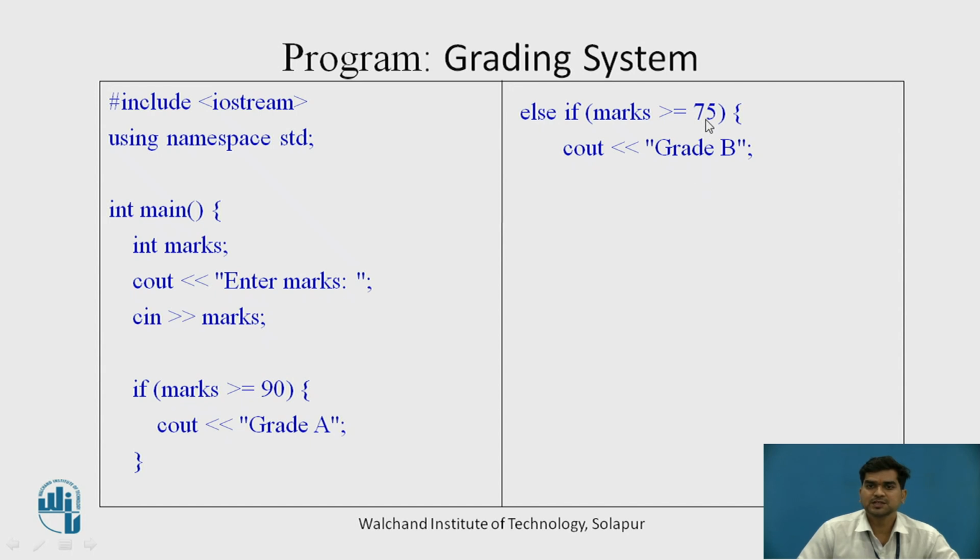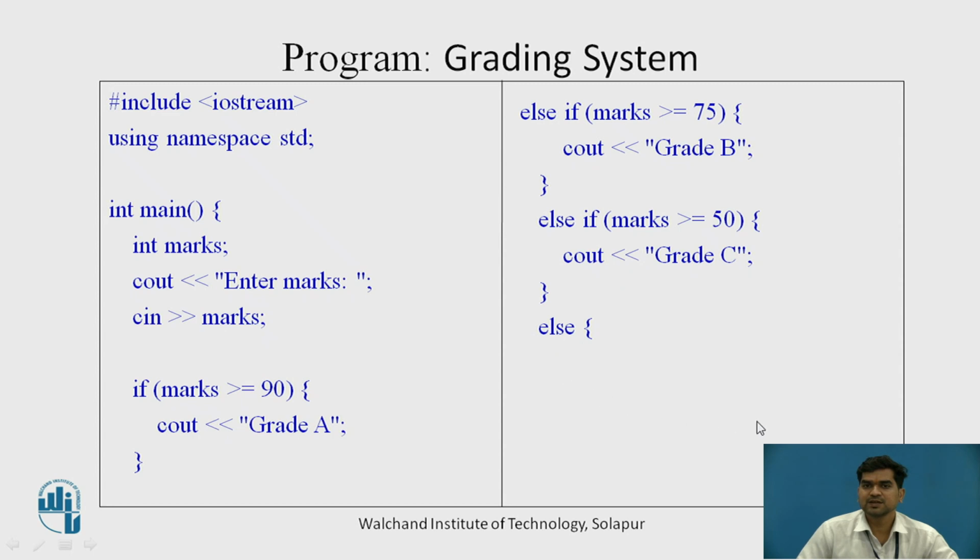If this condition is also not going to be satisfied, if my marks is less than 75, then else if the marks is greater than or equal to 50, this condition will get satisfied, and we get the output as grade C. If these three conditions are not satisfied, and the marks is less than 50, then it shows that you are a fail.